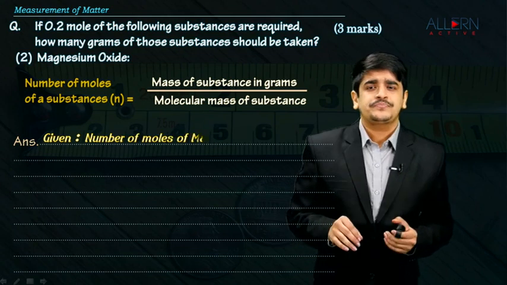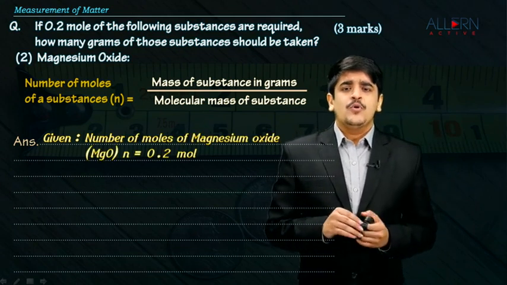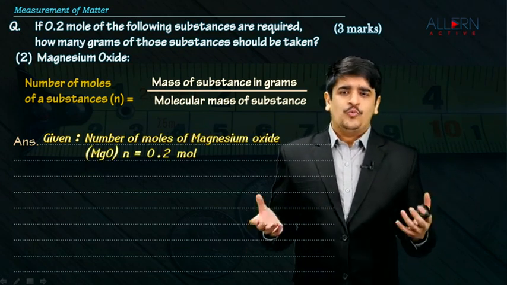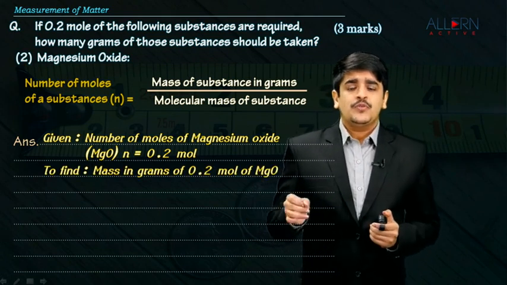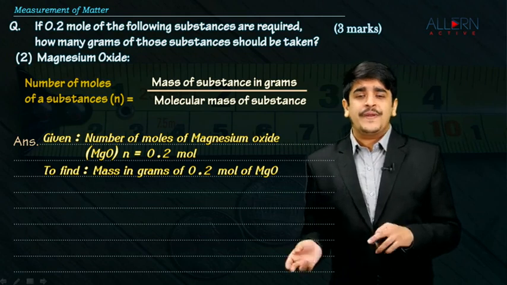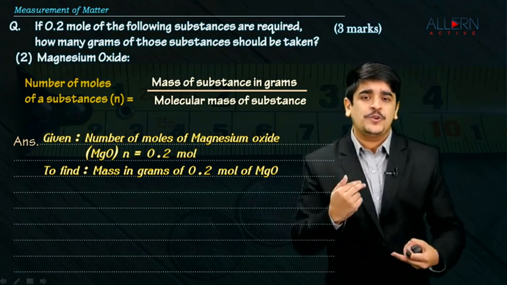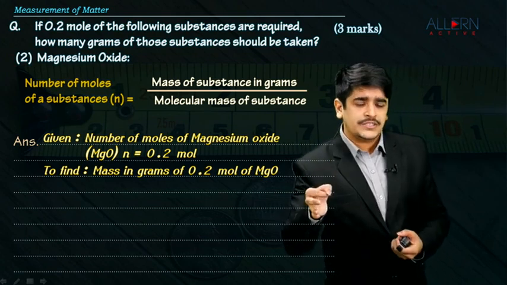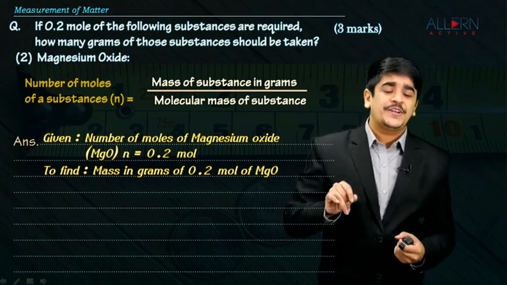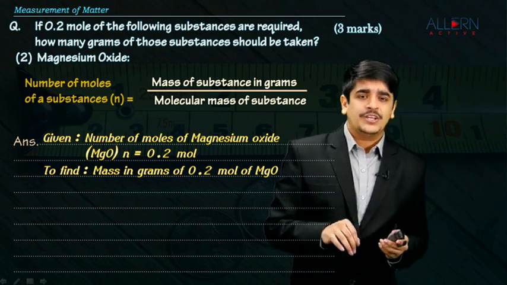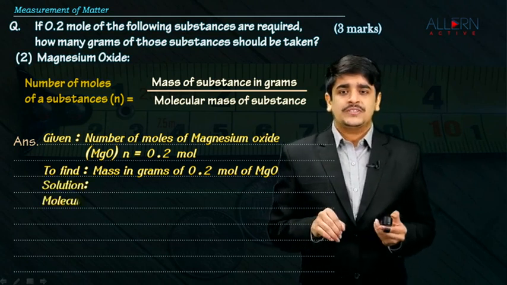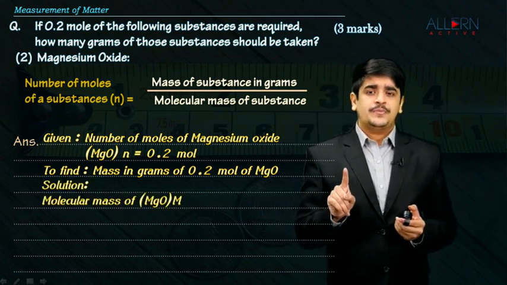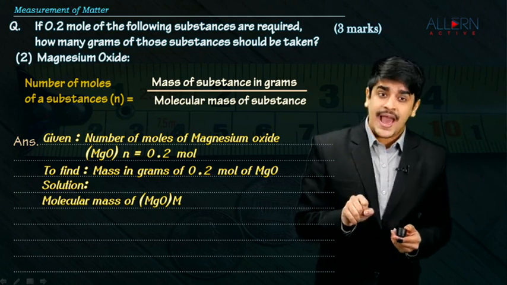Let's begin. Given the number of moles of magnesium oxide that you require, we know we need 0.2 moles of magnesium oxide. To find the mass of magnesium oxide which will give me 0.2 moles of magnesium oxide, what should you do first? Perfect. We should calculate the molecular mass of magnesium oxide. When you calculate the molecular mass of magnesium oxide, I have a single atom of magnesium and a single atom of oxygen as well.